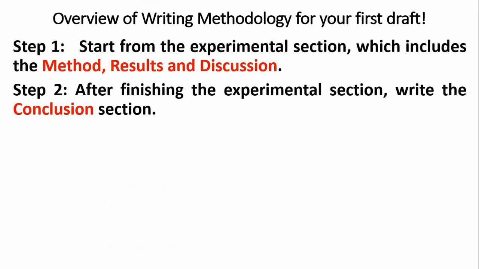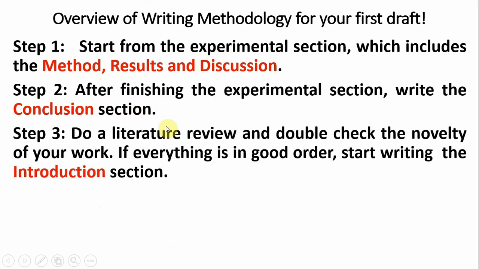The next thing you would do is to come up with the conclusion section. Then do a serious literature review and double check the novelty of your work. If everything is in good order, then start writing the introduction section. Otherwise, revise the method section, the result section, or the discussion section. Then do another literature review. Double check the novelties.